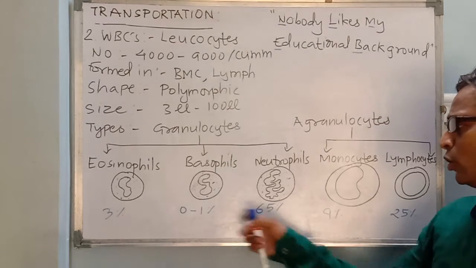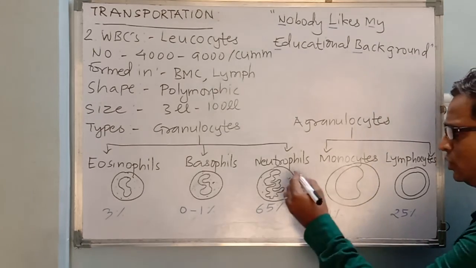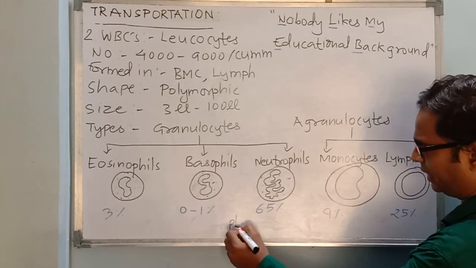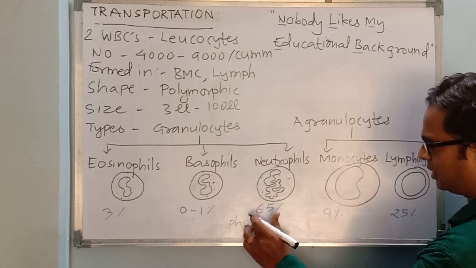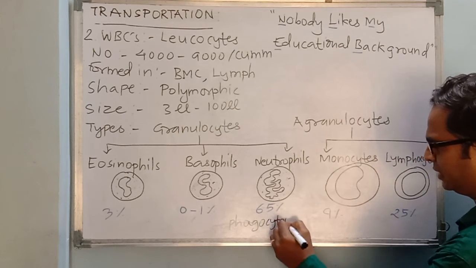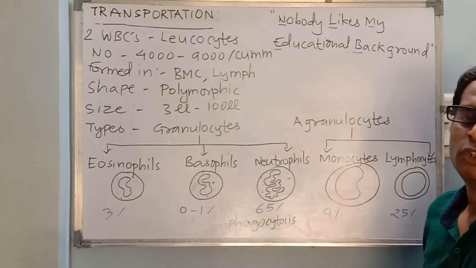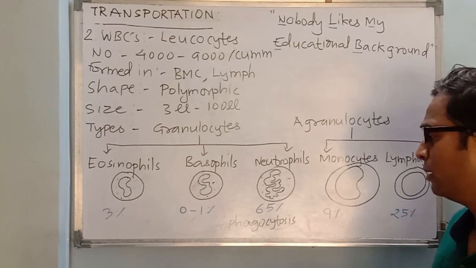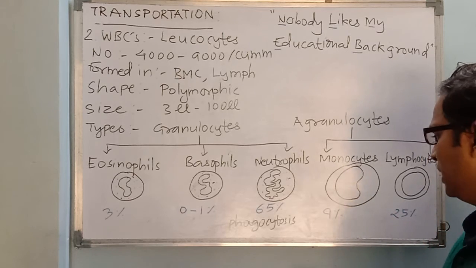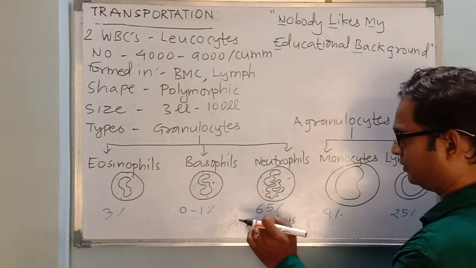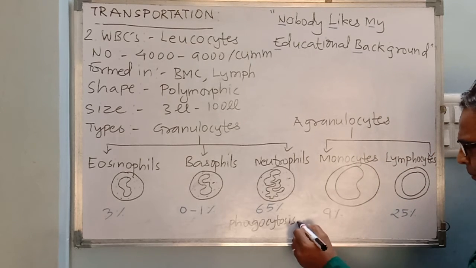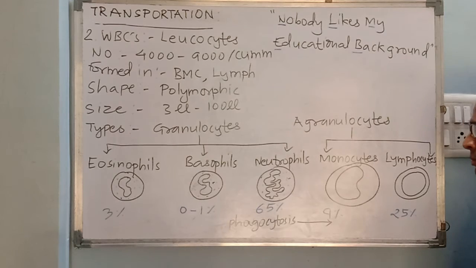Now, when you talk about functions, neutrophils help in phagocytosis. I hope you remember this word. Phagocytosis means swallowing or engulfing foreign bodies, especially germs or pathogens. Then the same is the function of monocytes. These also help in phagocytosis.